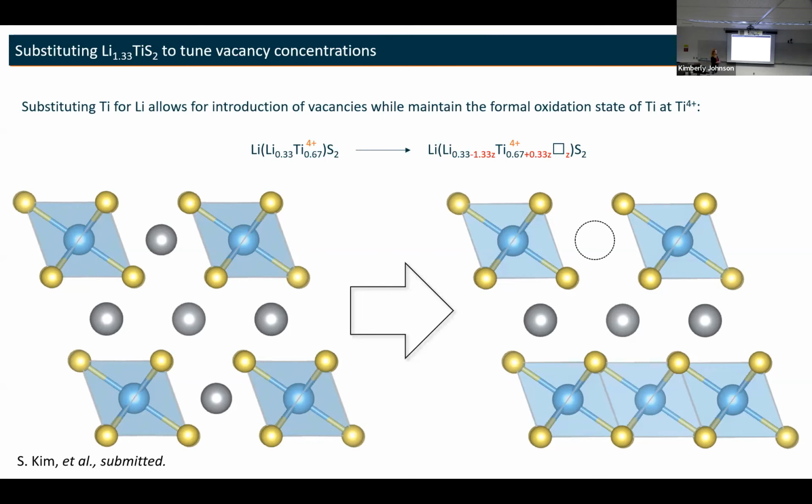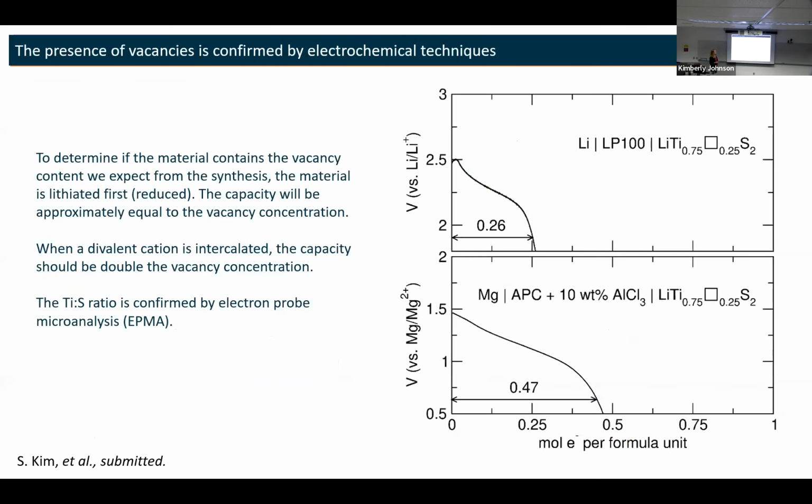And if we do that, so here's a reduction in a lithium electrolyte. So we're putting lithium in. This number should correlate to the vacancy concentration. We think we have 0.25 moles of vacancies. We get a number of 0.26 here. So it's very, very close. So that's telling us we can put 0.26 moles of lithium into this material, telling us we have vacancies.